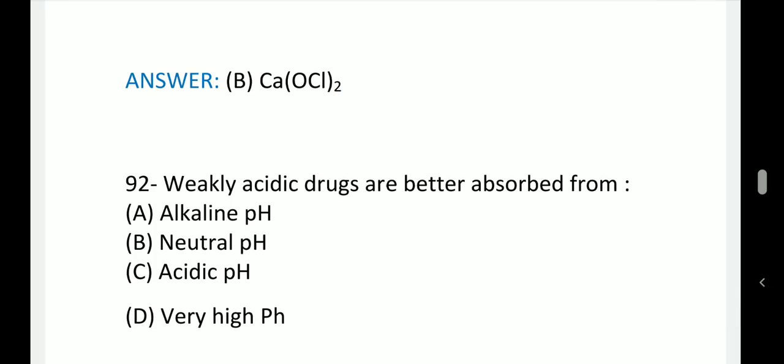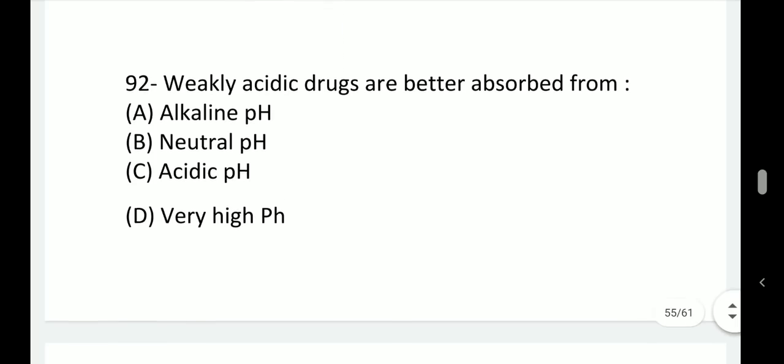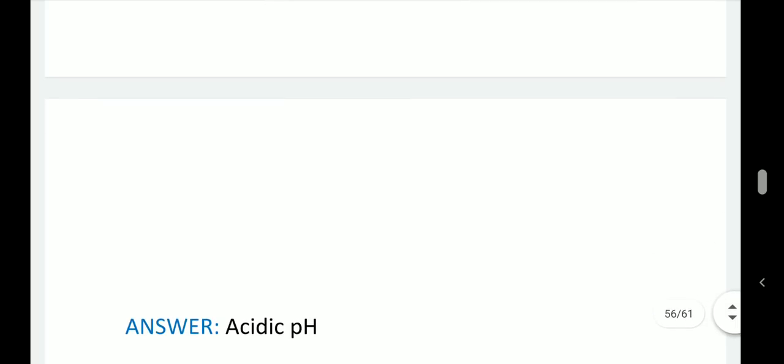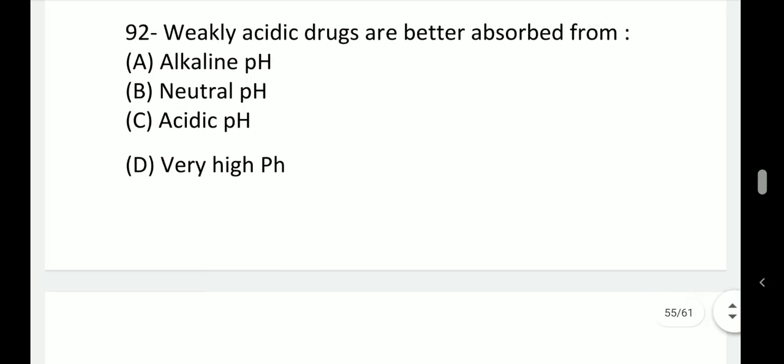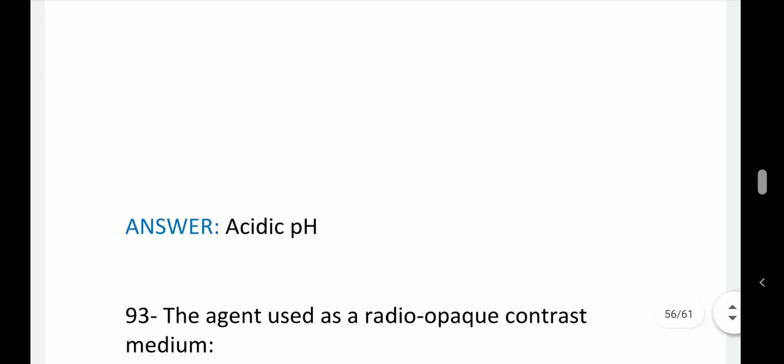Question number 92. Weakly acidic drugs are better absorbed from option A, alkaline pH. Option B, neutral pH. Option C, acidic pH. Option D, very high pH. Answer is acidic pH. That is option C is the correct answer.